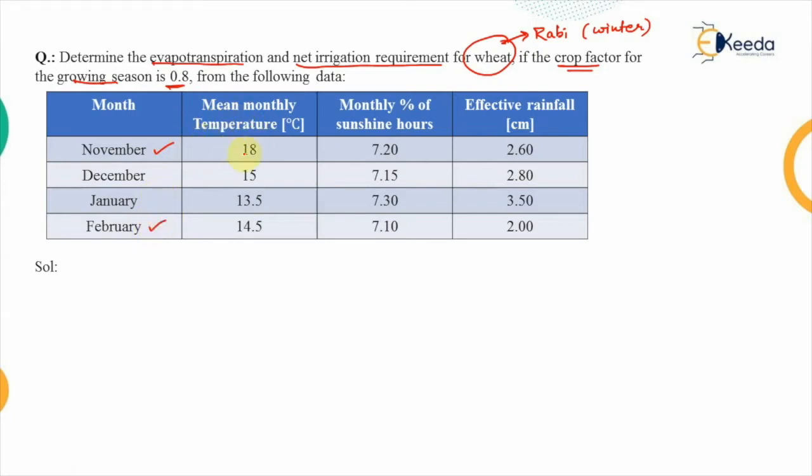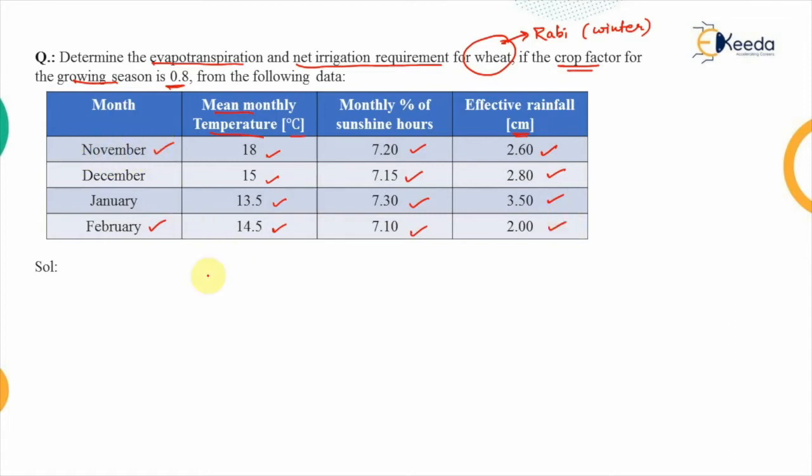Now corresponding to these months, the mean monthly temperature has been given in degrees Celsius. For November it is 18 degrees Celsius, for December 15, and 13.5 and 14.5 respectively. Then for each month, the monthly percentage of the sunshine hours has been given. That means 7.2% is the sunshine hours of the total 24 hours for November, then 7.15 for December, 7.3 for January and 7.1 for February. Then for each month, effective rainfall in centimeters has been given as 2.6, 2.8. January is having maximum rainfall, that is 3.5, and for February it is 2.0.